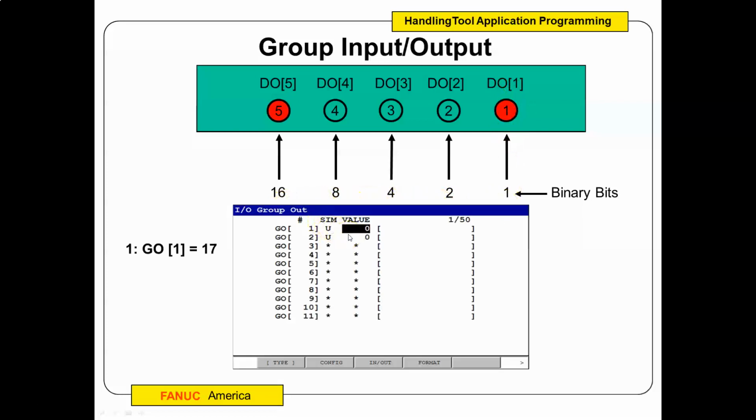Okay. So if I set group output 1 equal to 17, 1 and 16 would be 17. So again, this group output, if I make group output equal to 17, these are the 2 digital outputs that will turn on. So you set it to 17, and now it comes on.